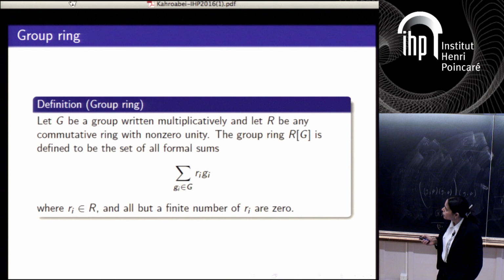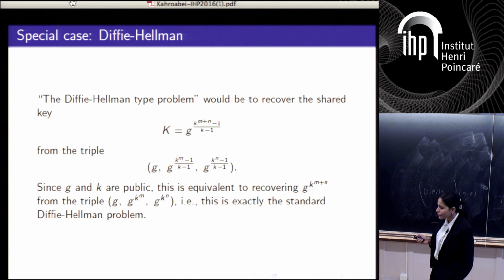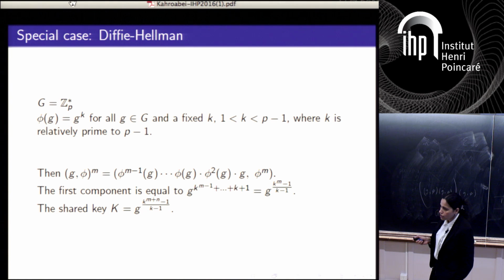We proposed a couple of platforms for this. One of them is a semi-group of matrices over some group ring. Sorry, can you go back? This formula, so if you consider G to be Z_p star, Diffie-Hellman is a special case of the semi-direct product. Yes. Sorry, I missed something. No worries.